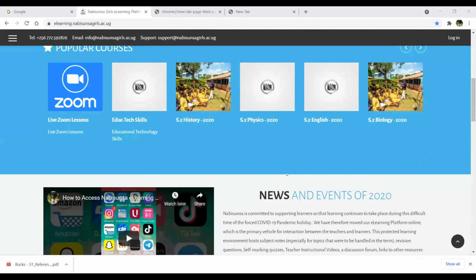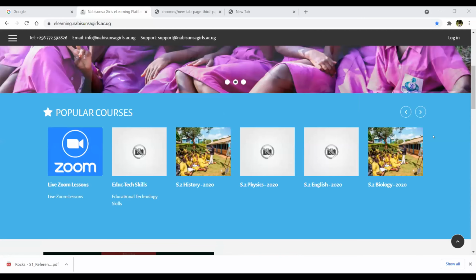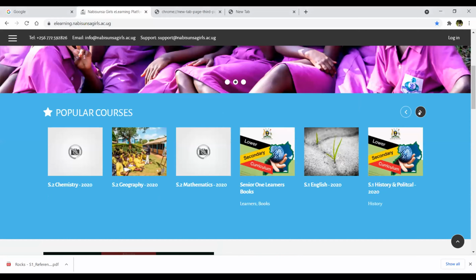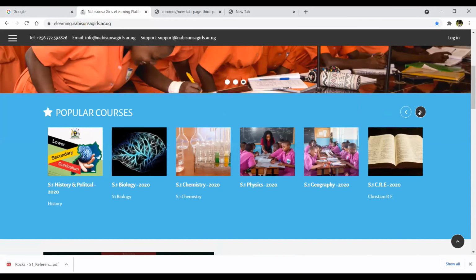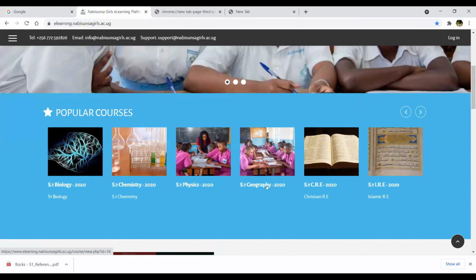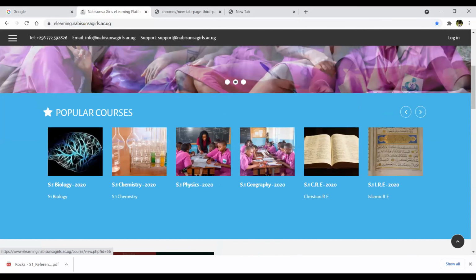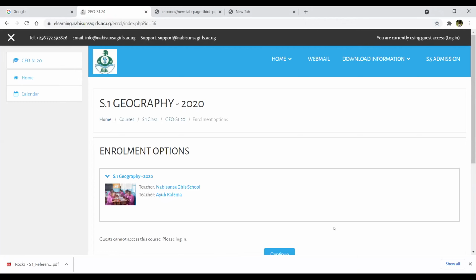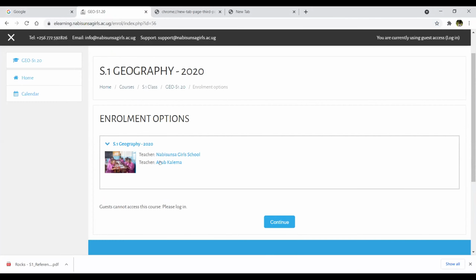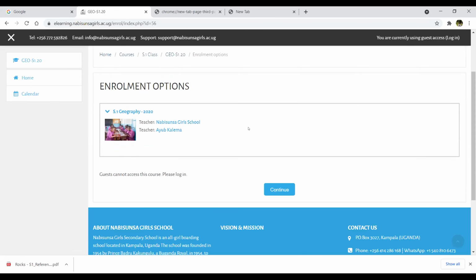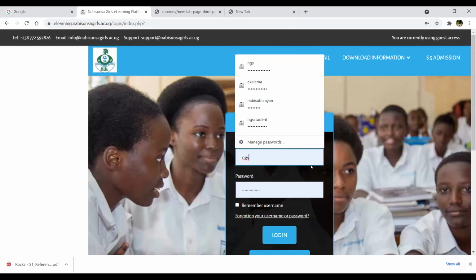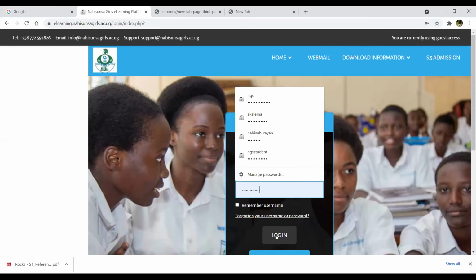So I'm going to log in. And even if you don't, if you just go to this platform and you start clicking like this, I hope you are seeing my screen. You can navigate to Senior 1 Geography 2020. I think this is the one. So I'm going to click it. When I click it, it comes here. It says enrollment. Guests cannot access this course. We have locked it to you guys, so you can work in it privately. I can open it up temporarily, but for now it is not. So it says continue. When it continues, you want to type your username. You remember the username you guys have? The one that we gave you. So you type it there and the password. Then you log in.